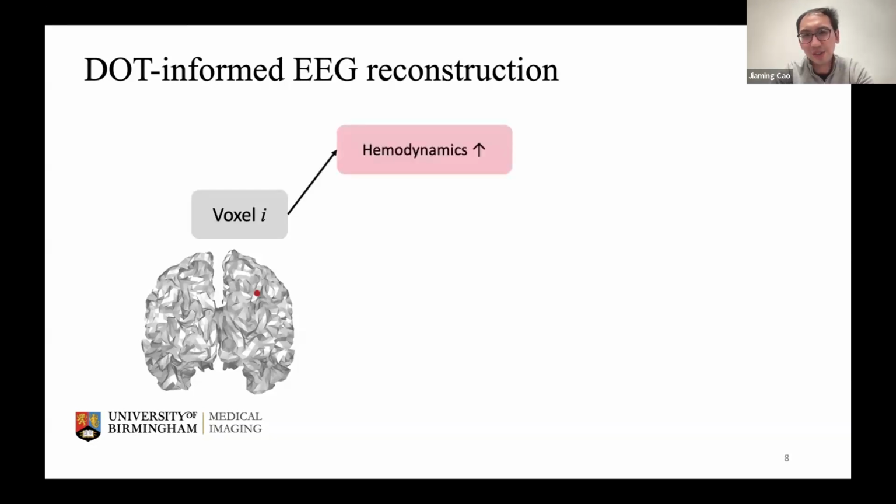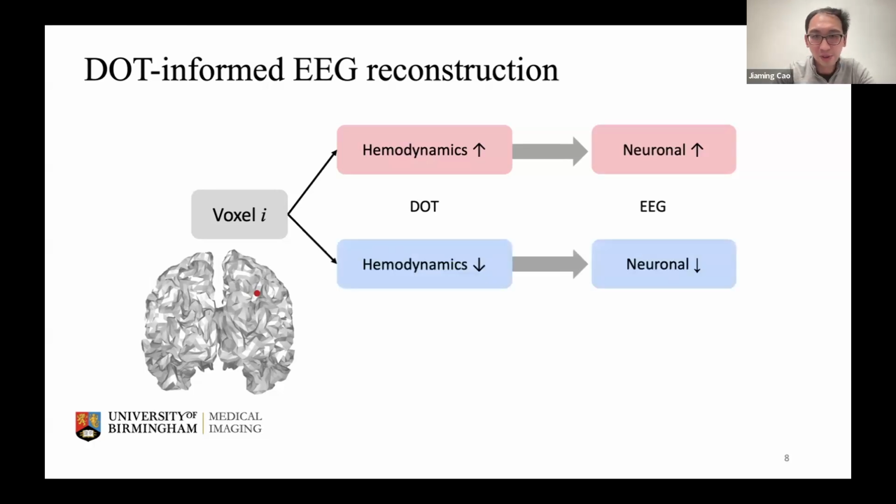and we measure its hemodynamics, or rather reconstructed hemodynamics. That is, of course, done using DOT. And we make this assumption that if the hemodynamics has a strong amplitude, a strong activation, we assume that the neuronal activity would also be strong, which would be reconstructed using EEG. And vice versa, if for this particular voxel, the hemodynamic has a low amplitude, then we also assume that the same voxel will have a low amplitude in electrical or neuronal activity as well. So this is how we relate these two different modalities.